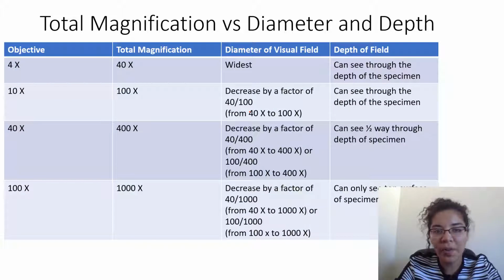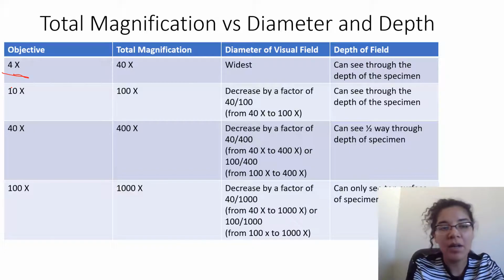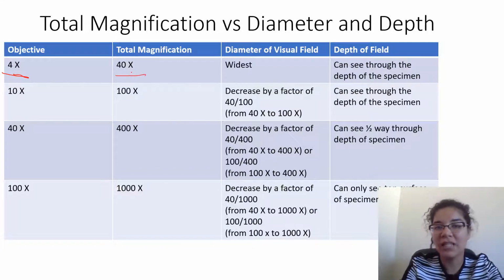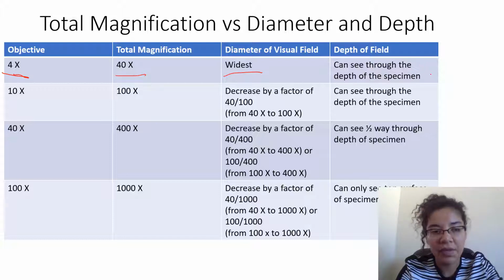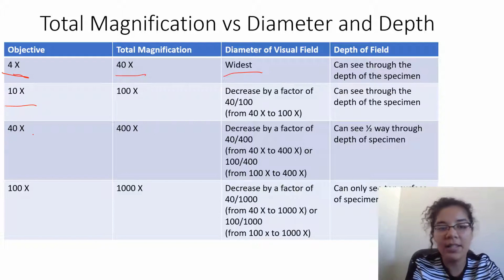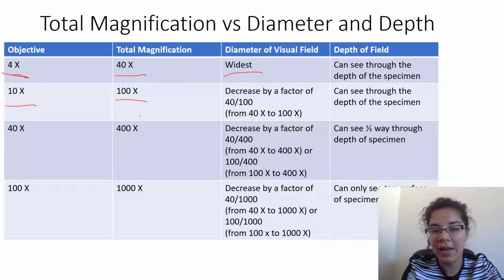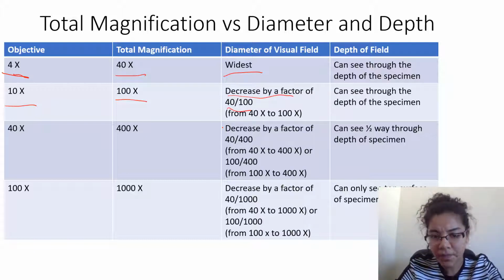So we'll go through this total magnification versus diameter depth. This explains that when you're on the scanning objective, your total magnification is 40 times. You've magnified that image 40 times. That's the widest. We just saw that previously. And then it gives you information on the depth of field. Likewise for each of the subsequent, 10x, which is the low power lens, magnifies images 100 times, and then the size difference decreases by a factor of 40 over 100.